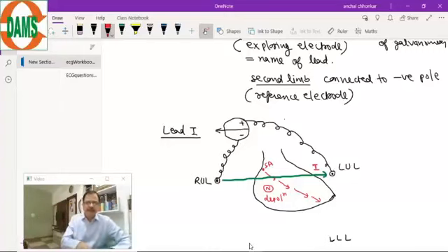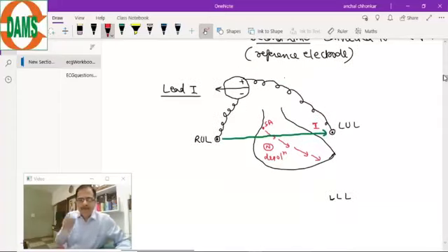So what does this mean? This means if the ions are moving horizontally along this line, lead 1 should show a maximum deflection if positive ions are moving along this line, but this is not happening. The positive ions are moving oblique to this line. The natural direction of the depolarization is oblique to this line.